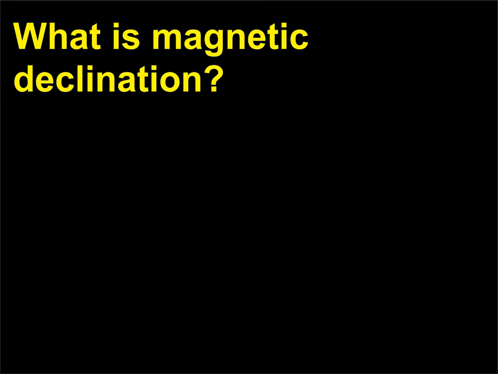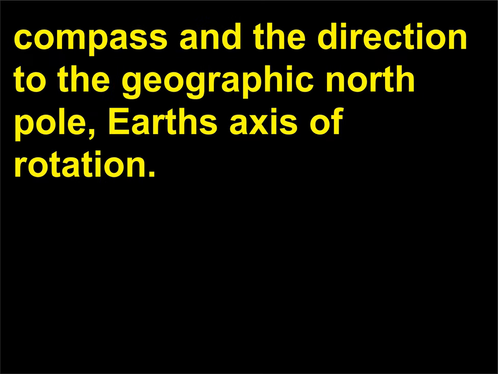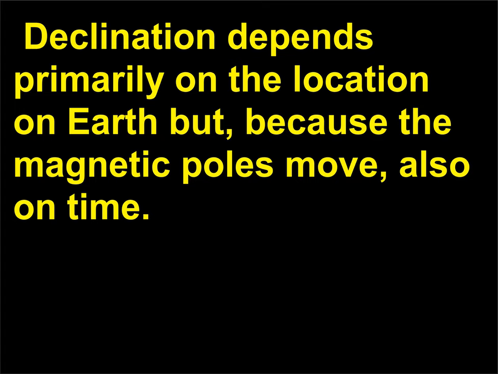What is magnetic declination? Magnetic declination is the angular difference between north as shown by a compass and the direction to the geographic north pole, Earth's axis of rotation. Declination depends primarily on the location on Earth, but, because the magnetic poles move, also on time.